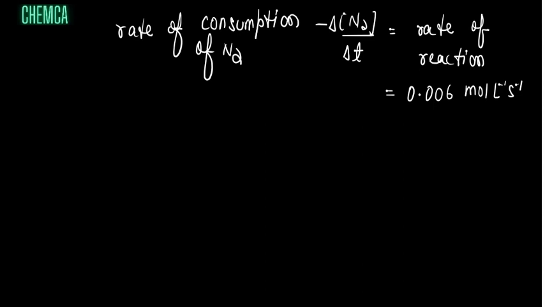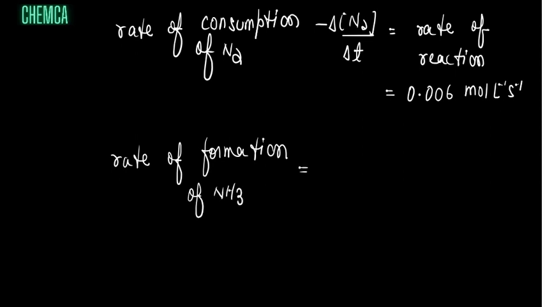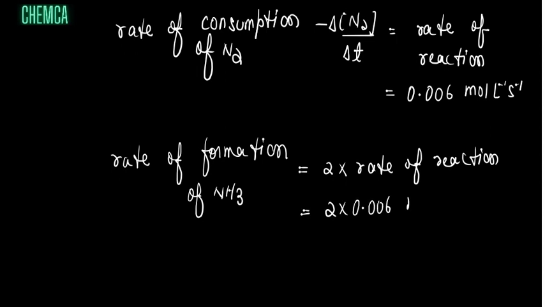Whereas the rate of formation of NH3 would be equal to 2 multiplied with the rate of reaction. So that would be equal to 2 times 0.006 mole per liter per second. That means we'll get it as 0.012 mole per liter per second. So this is how you can find out the rate of reaction if some concentration change is given to you.